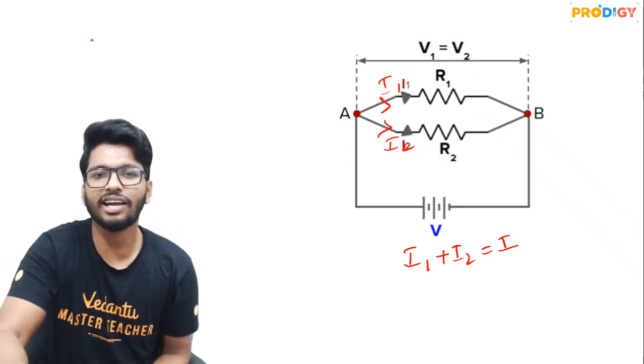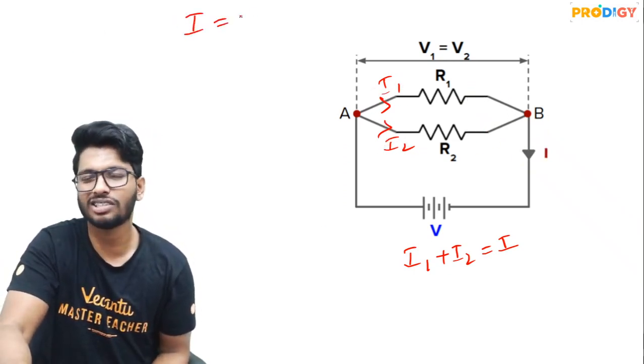Simple. So what is I, guys, from Ohm's law? V is equal to I into R. So what is I? I is equal to V by R.